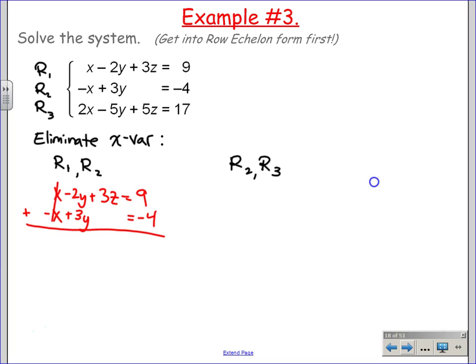What happens if we get rid? Don't we end up with y plus 3z equals 5? You guys agree? Sweet. We're halfway through our objective. But we also need to get rid of the x variable with R2 and R3. So, time to pull out your creativity math cap. What am I going to do?